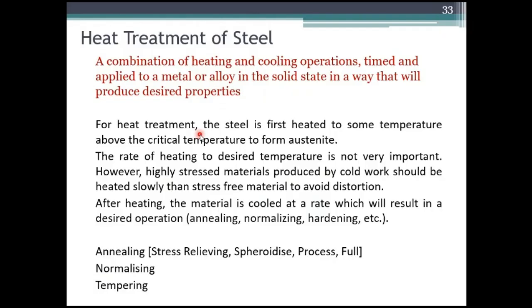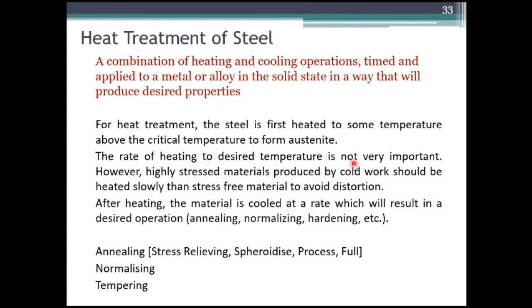For heat treatment, first you have to take the steel, and the steel will be heated to some temperature, mostly above the critical temperature. We have seen the critical temperature in the last class. Heating above it will yield the formation of austenite. And the rate of heating is also very important. Rapid heating or slow heating will each have an important, desirable effect on the properties.